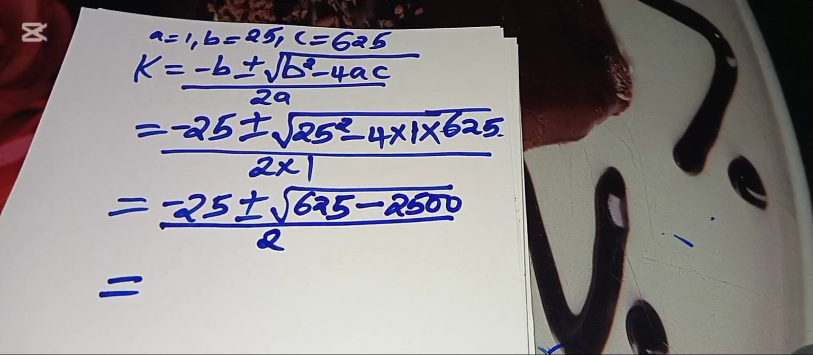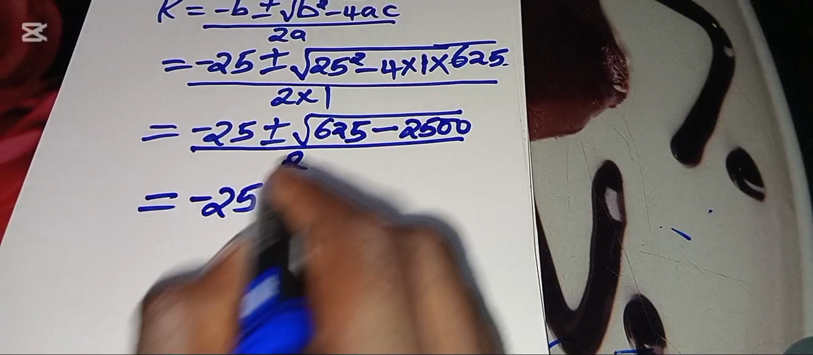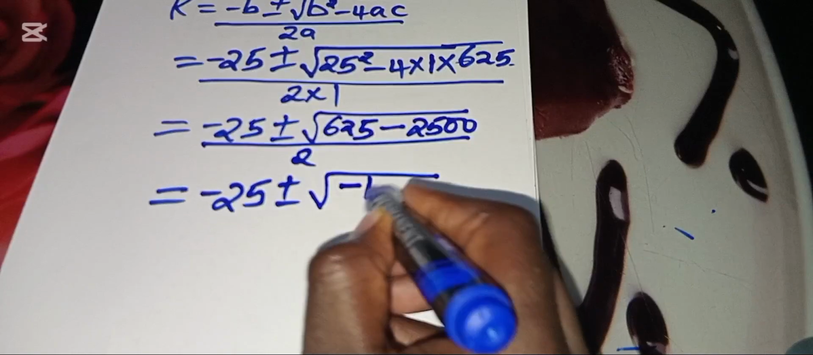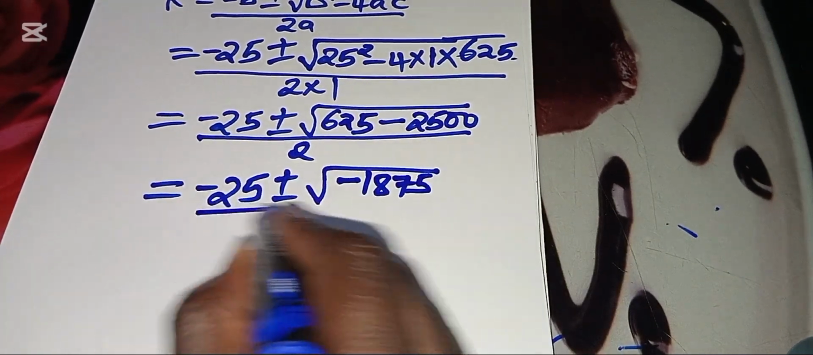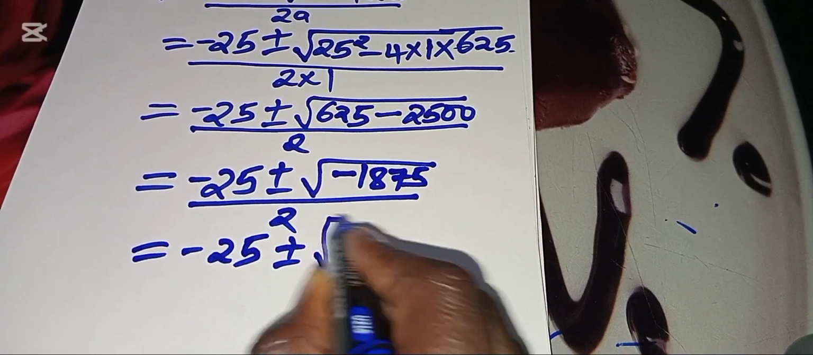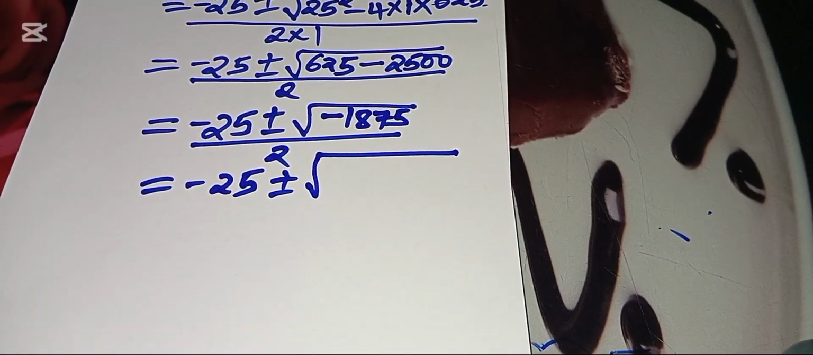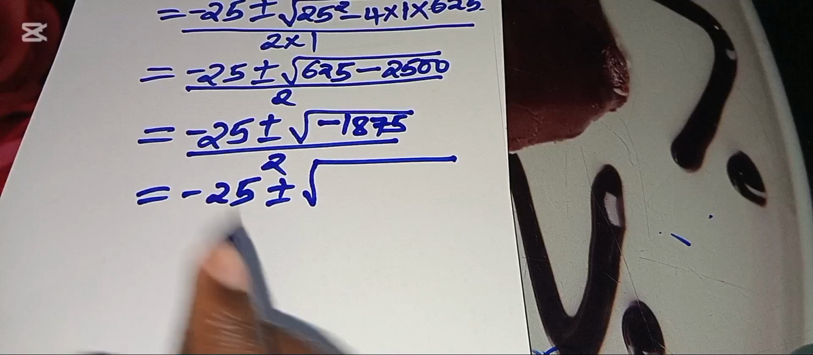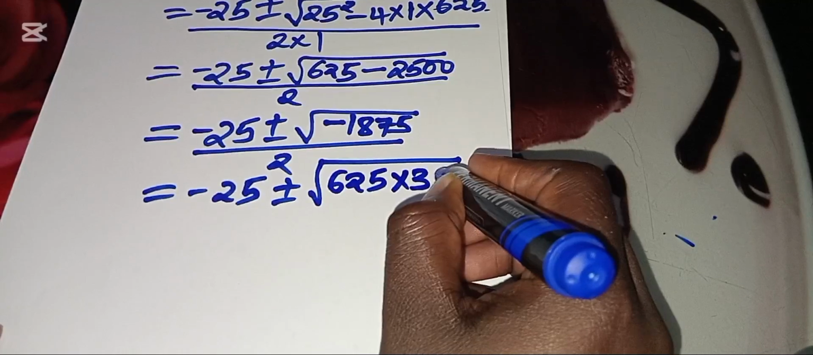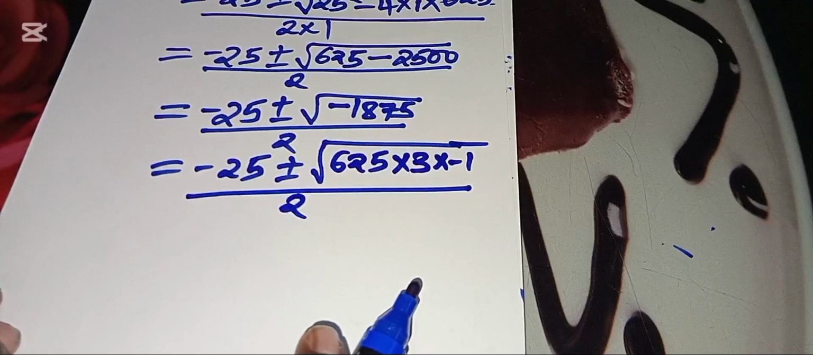Okay, so let's proceed. We have negative 25 plus or minus the square root of 625 minus 2500, this is equal to negative 1875 divided by 2. Okay, which gives us, as you can see, negative 1875 can be expressed as 625 times 3 times negative 1, divided by 2. Okay, so that's what we have.